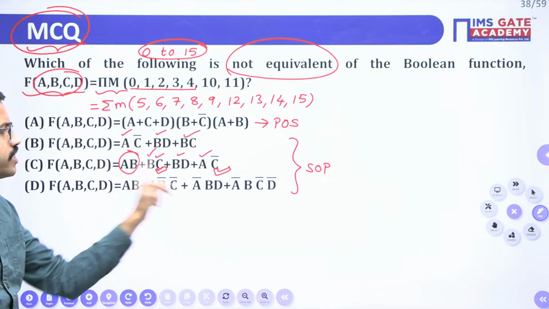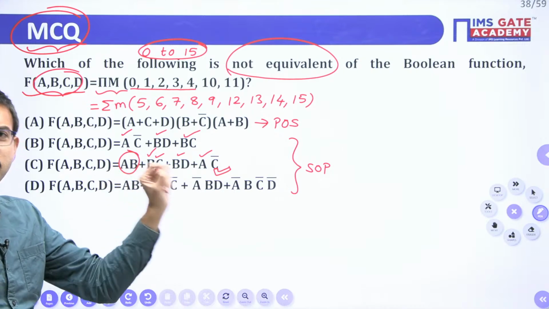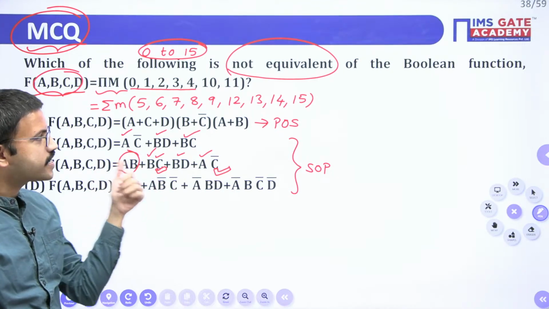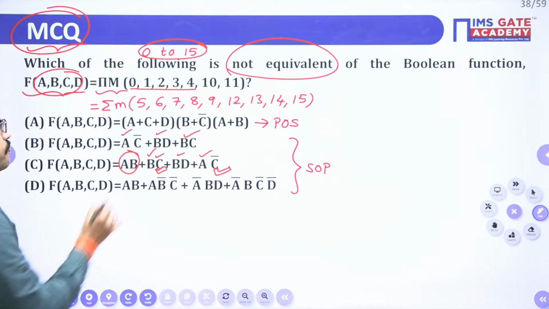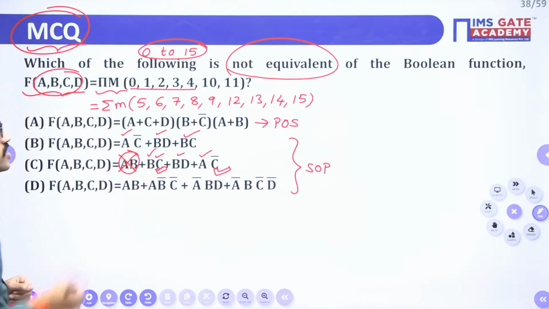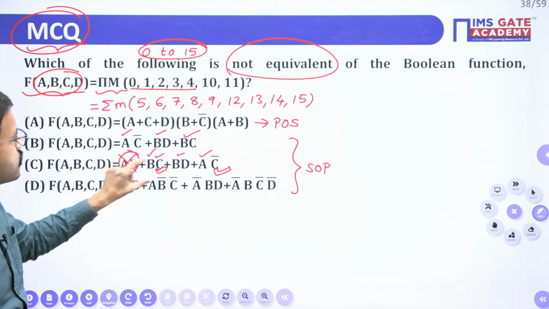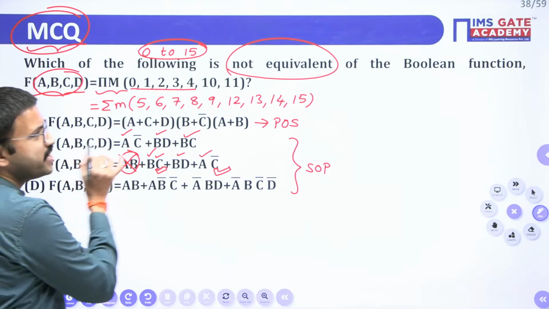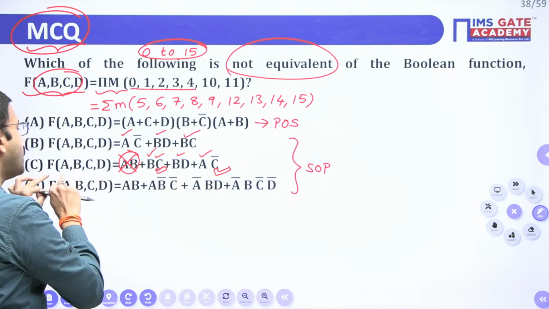Now which law are we applying? Once again, consensus law. So even in the absence of this term you will get the same functionality. That means if option B is equivalent, obviously option C is equivalent.